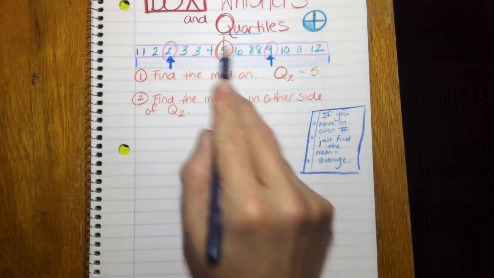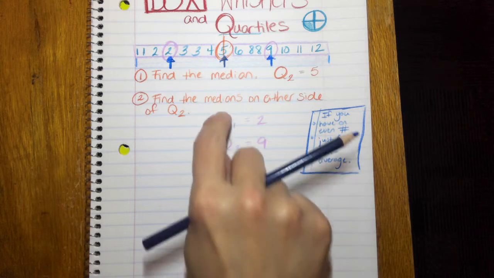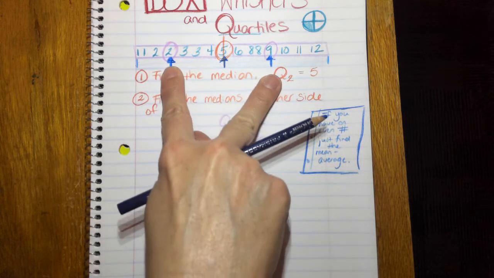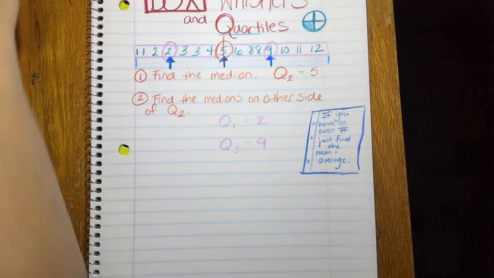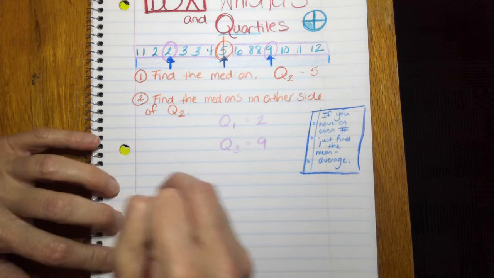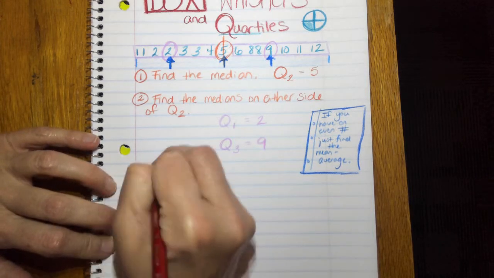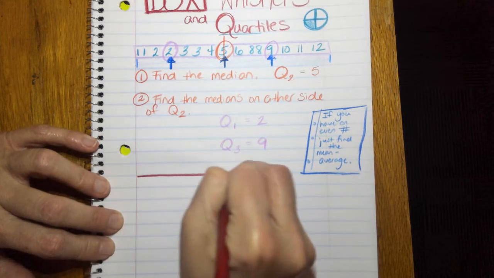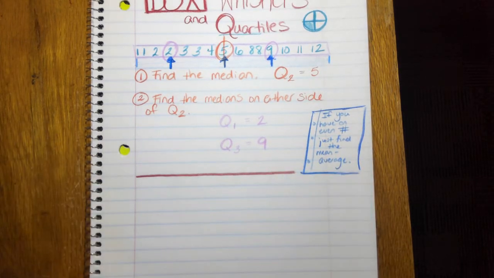Q2 was my median. Q1 and Q3 were the medians of the median. This is where I am going to draw my graph. So I'm going to give myself some space right here.